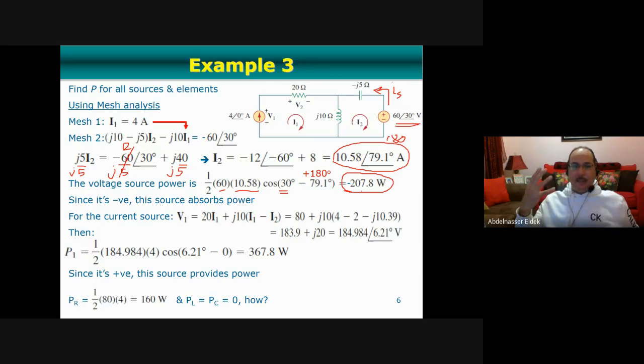The answer here is negative. So what does this mean? This means that this source is actually absorbing power. This means that the current source is providing more power, and the voltage source will get some power.